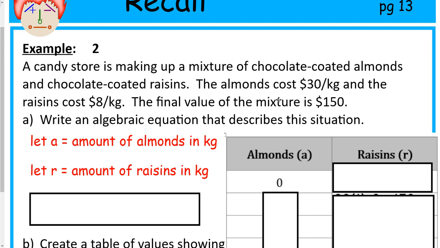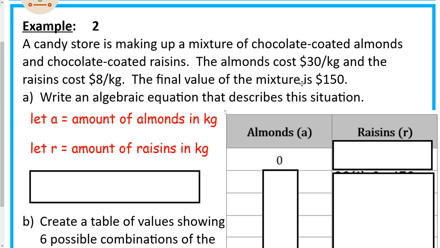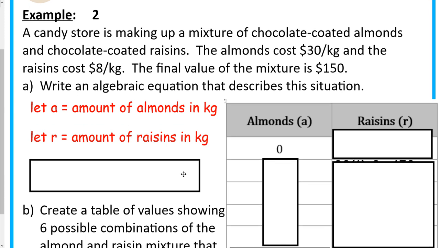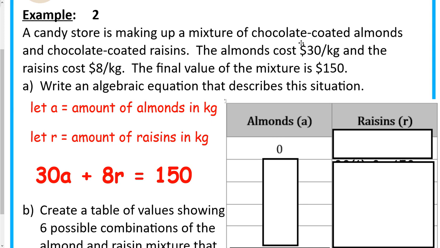So you're going to try to figure out what the different possibilities are, right? How many almonds can you have compared to how many raisins can you have in order to spend $150? There's lots of different scenarios. Now, write an algebraic expression that describes this situation. So I'm going to let A represent the amount of almonds and let R represent the amount of raisins in kilograms. Okay, so my equation is going to be 30A, because $30 per kilogram of almonds, plus 8R, because $8 per kilogram of raisins, equals 150, the total amount we have to spend is $150.